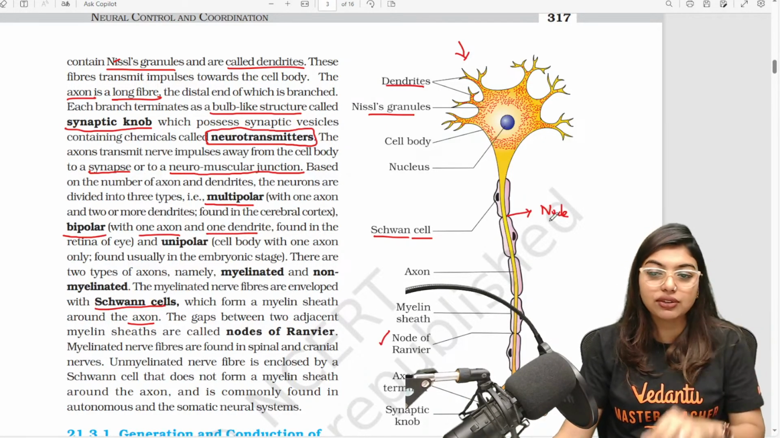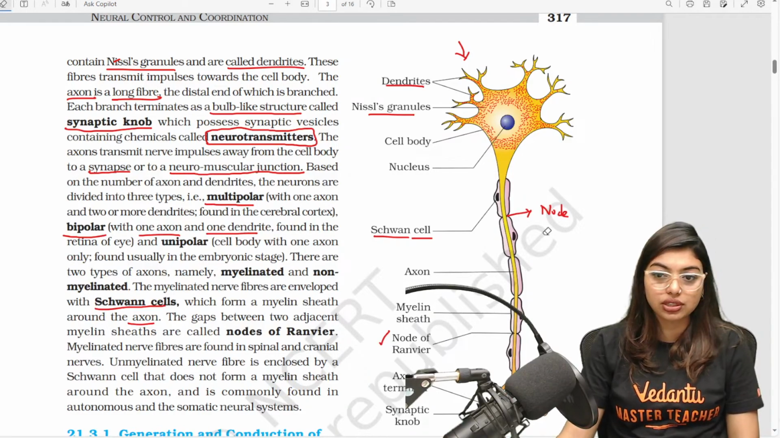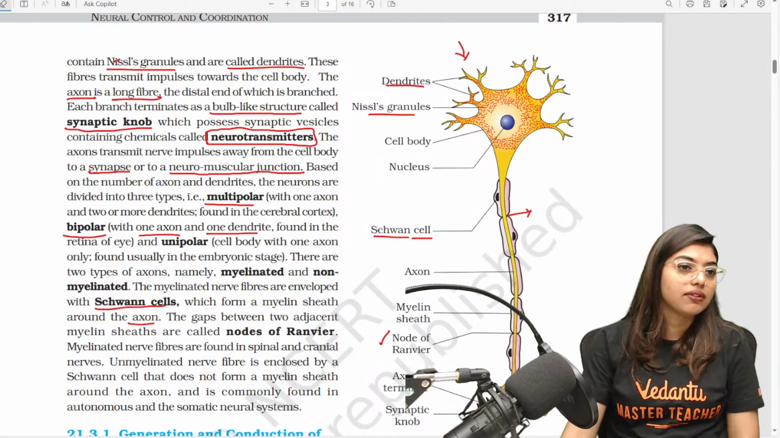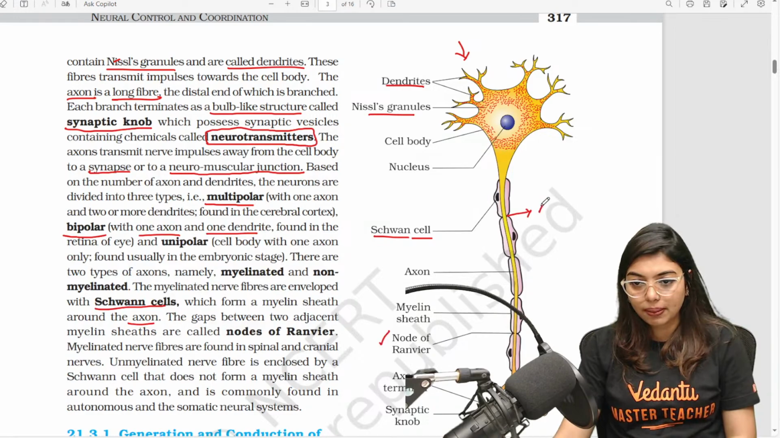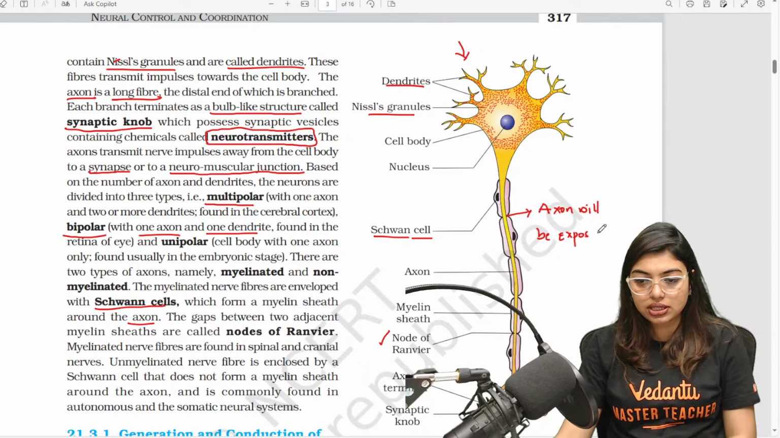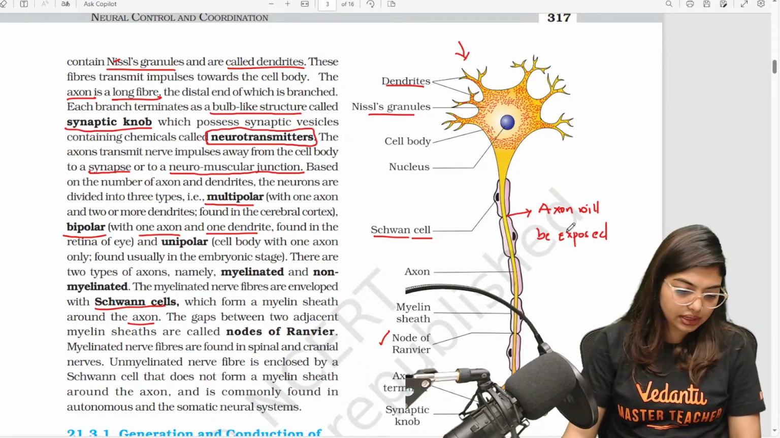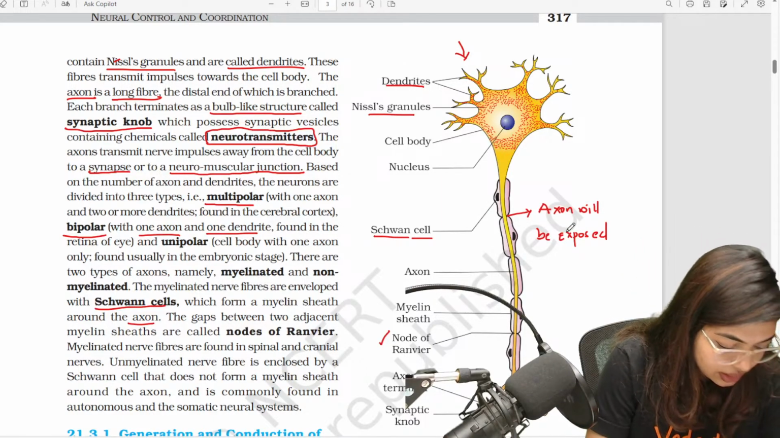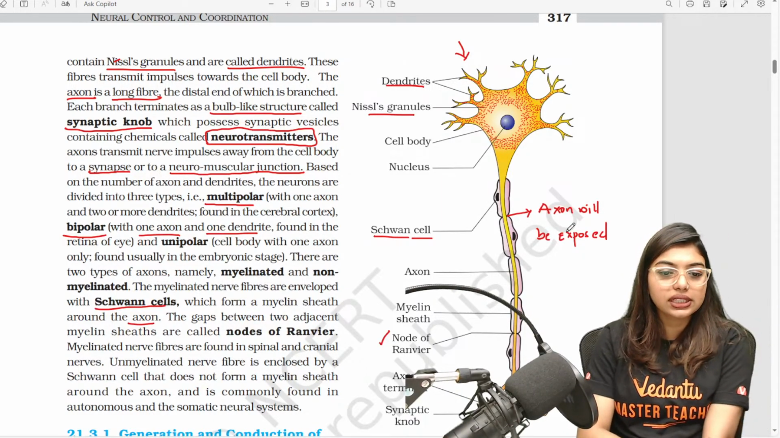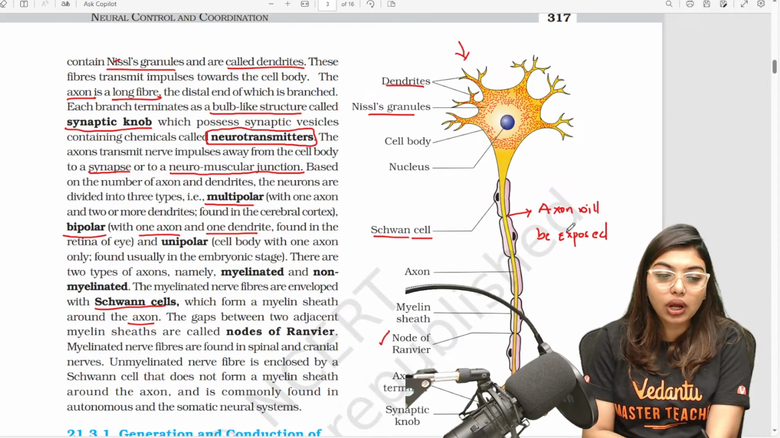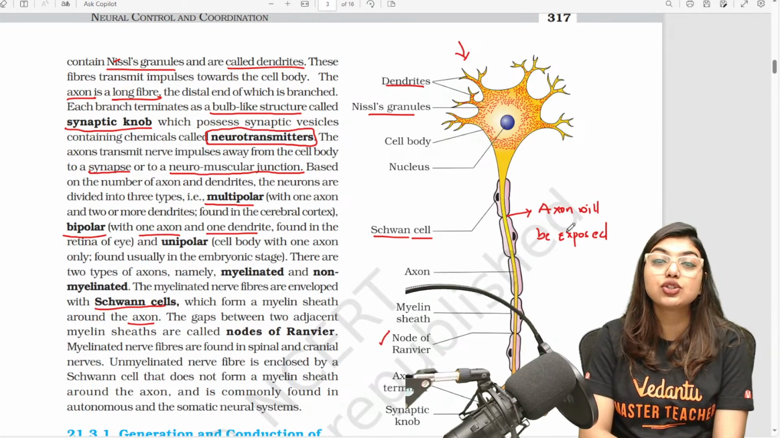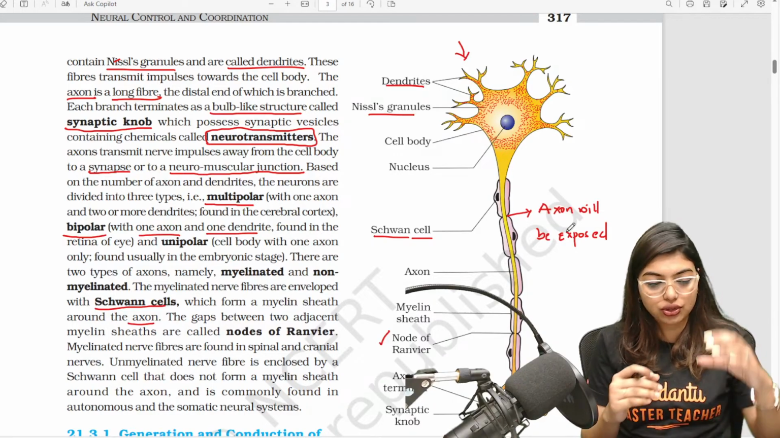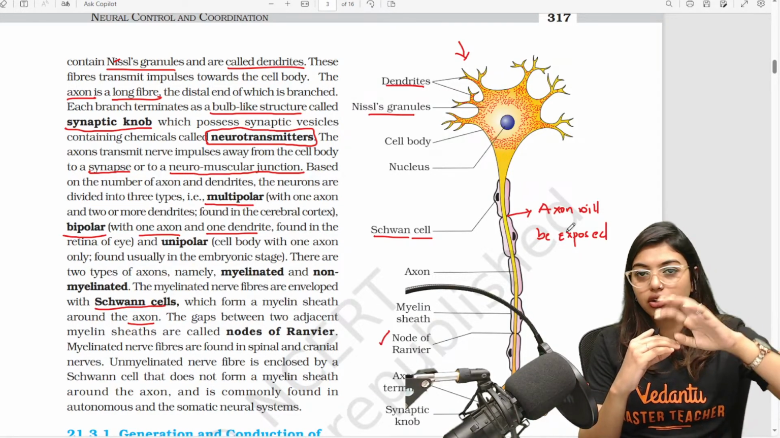This is the portion where the axon will be exposed. This question has come once in NEET, so you can remember this. Now the gaps between two adjacent myelin sheaths are called the nodes of Ranvier. We already understood, no? Myelin sheath, myelin sheath. This is going to be the nodes of Ranvier.